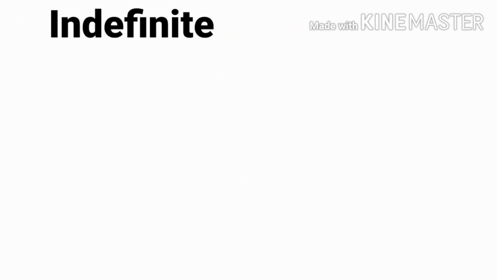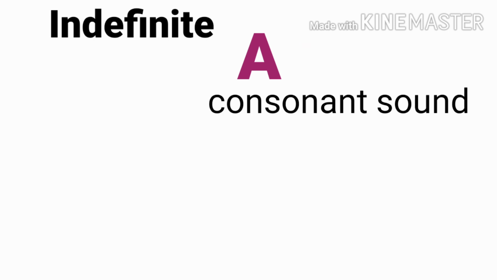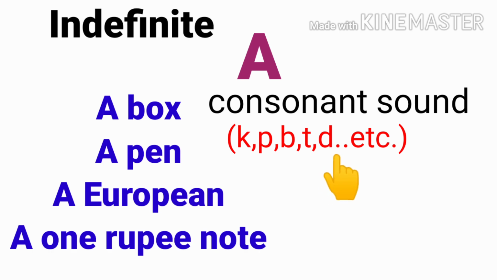And let us see when another indefinite article a is used. A is used before words which begin with a consonant sound. Do you know what a consonant sound is? Consonant sounds are the sounds except vowel sounds. That is k, p, b, t, d, etc. Here you see an example, a box. Why a is used before box? Because the word box begins with the letter B and it is not a vowel sound, it is a consonant sound.